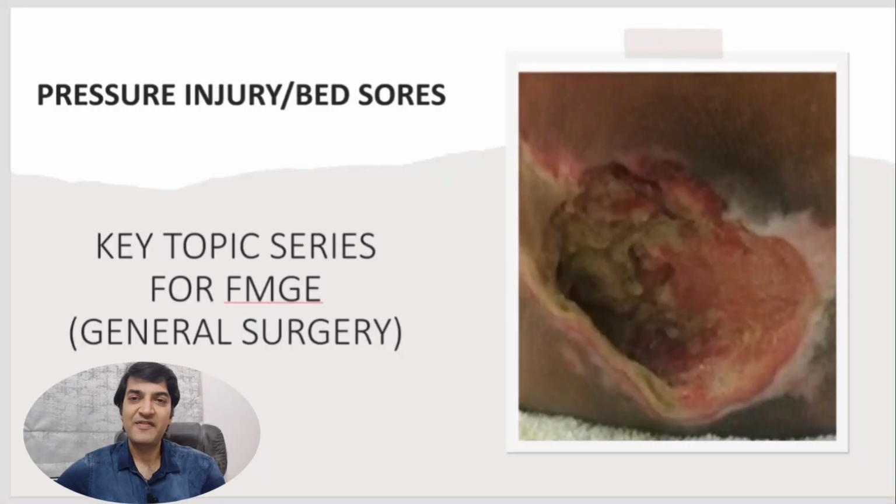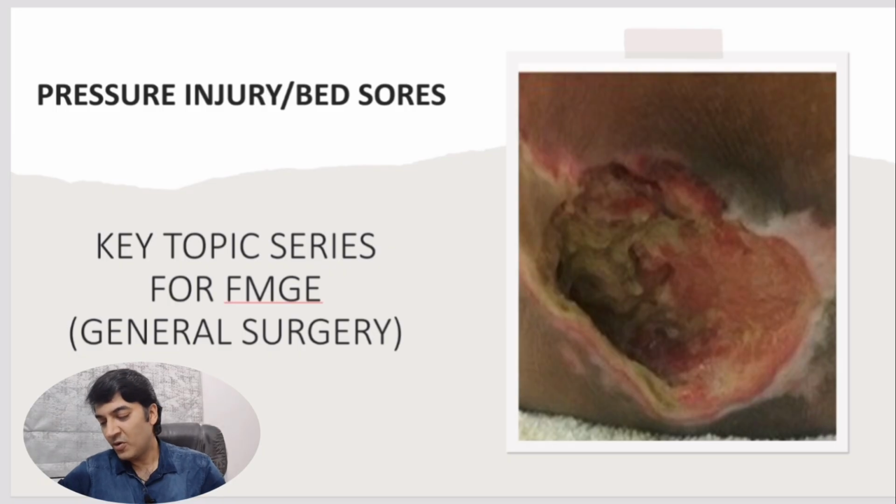So let's start with our first topic, that is an examiner favorite, bed sores or pressure injury. Now this is one of the topics that is very frequently asked across all the domains, whether it is Indian examinations or foreign medical graduate examinations. What all do they ask? They ask you about the pathophysiology, they ask you about the staging of the bed sore and the management of bed sore. Basically, image-based questions are asked and you're asked to identify the stage of the bed sore.